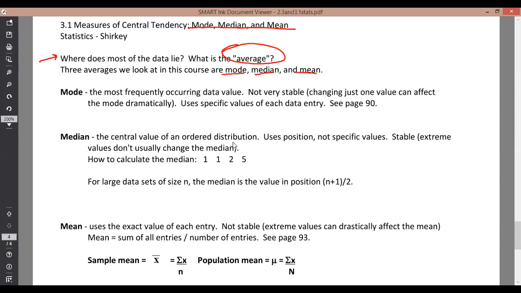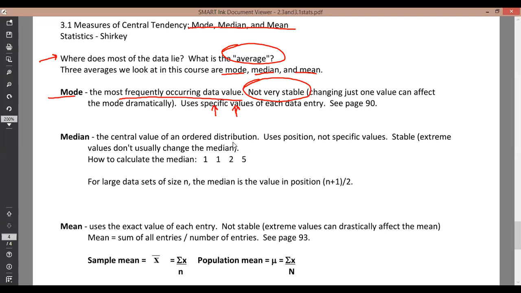First of all, in order of appearance in your book, the mode. It's the most frequently occurring data value. Which number appears the most? It's easy to find. It's not very stable though, because if you just change one of those numbers to a different number, it can drastically affect the mode. It uses specific values of each data entry. Which number it is matters, in other words, okay?